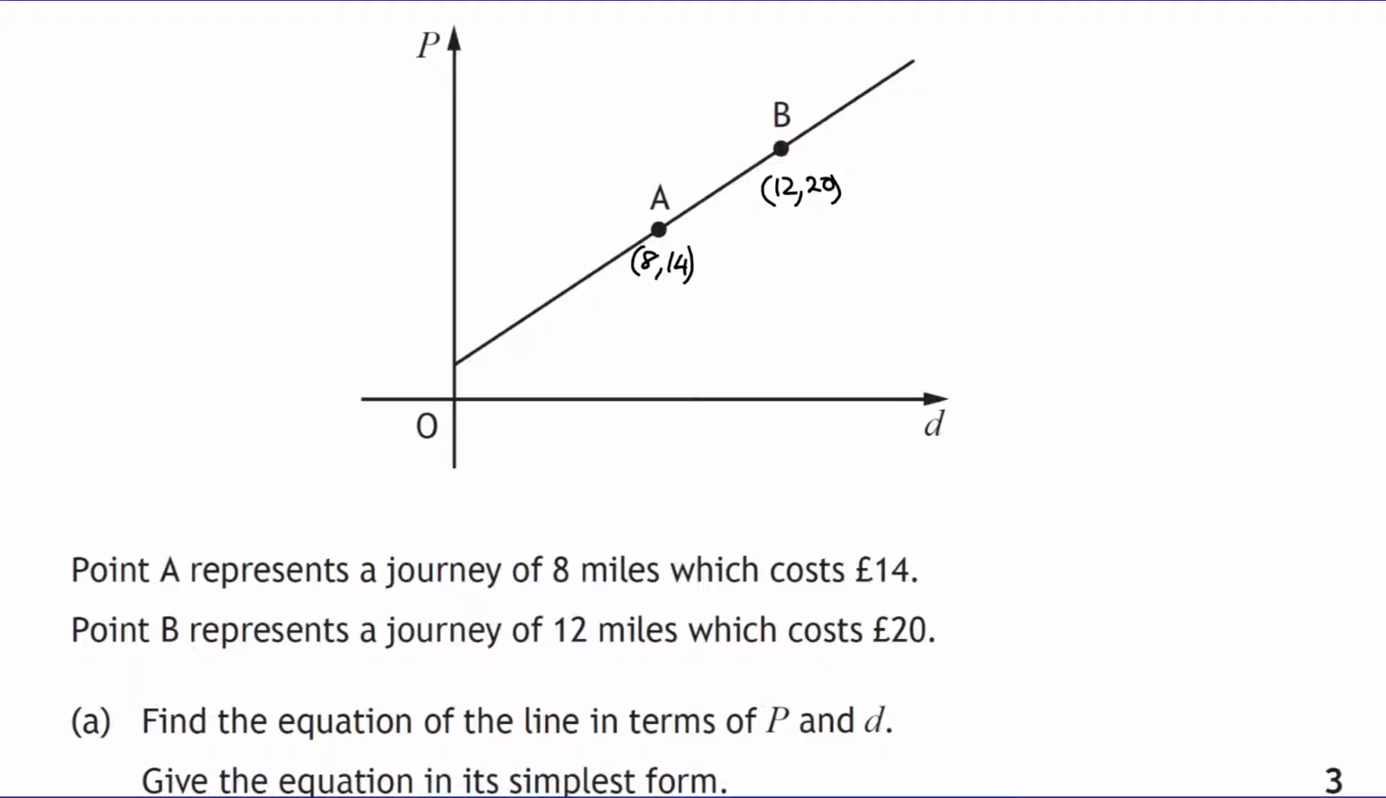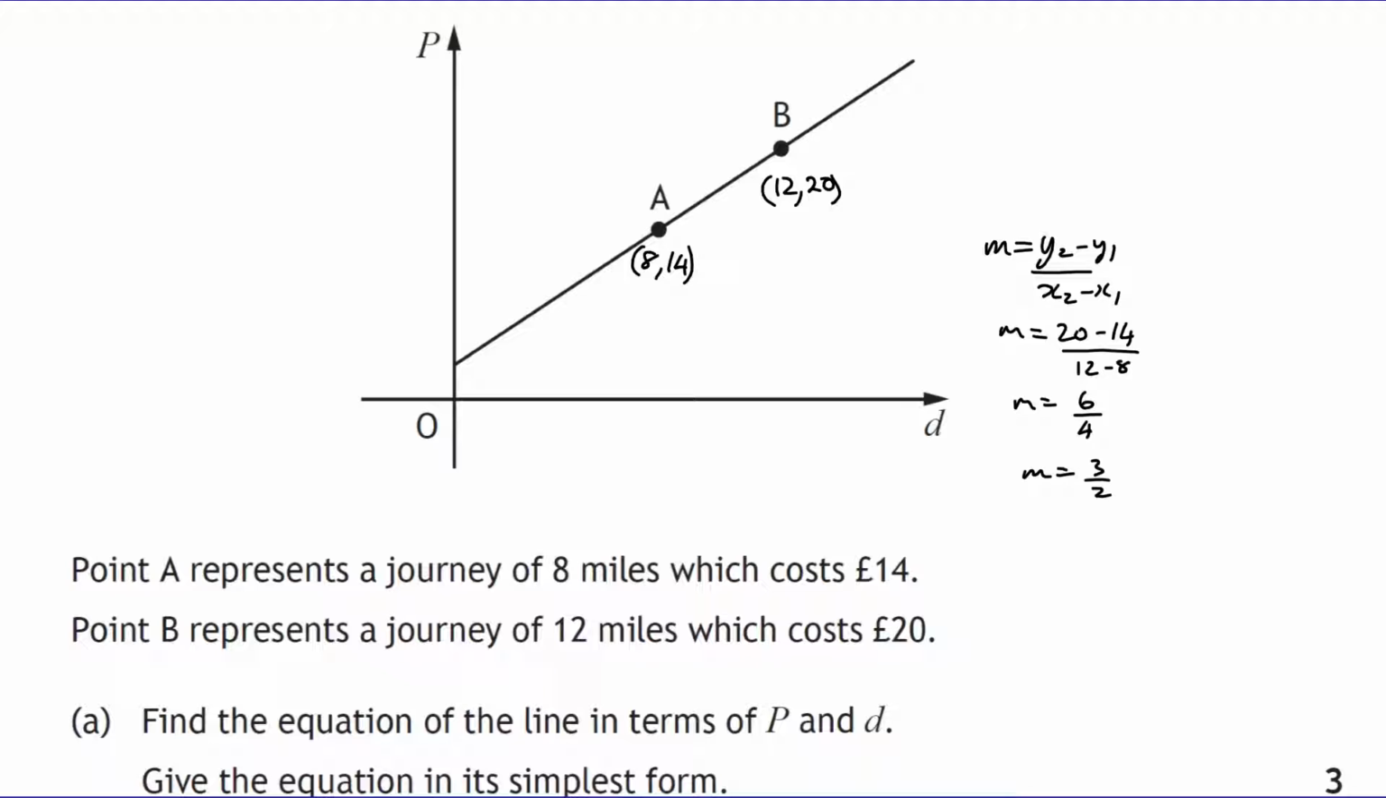Okay, so I'll do the work in here. We've got find the equation in terms of p and d. We've got 2 coordinates, so first thing I'm going to do is find the gradient. So we've got y2 minus y1 over x2 minus x1. m equals 20 minus 14 over 12 minus 8, and that gives us 6 over 4, which simplifies as a fraction to 3 over 2. Again, I would keep my answer as a fraction rather than decimal. 1.5 would be fine, acceptable as an answer.